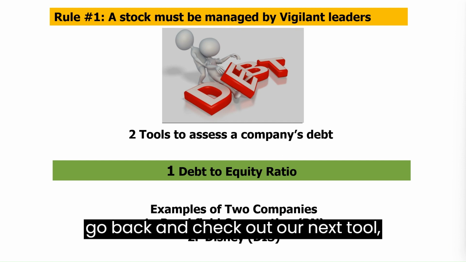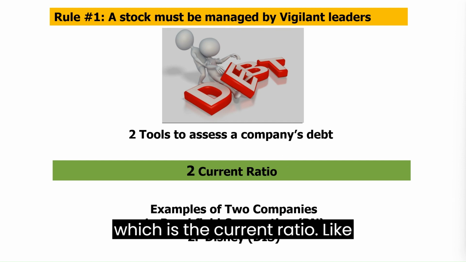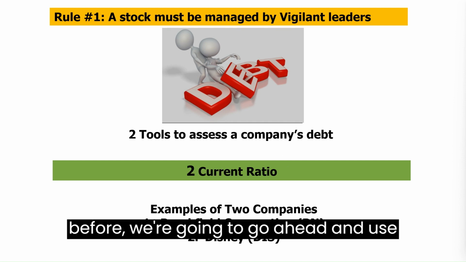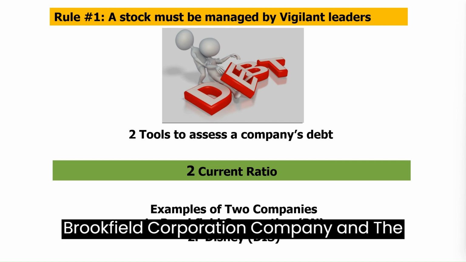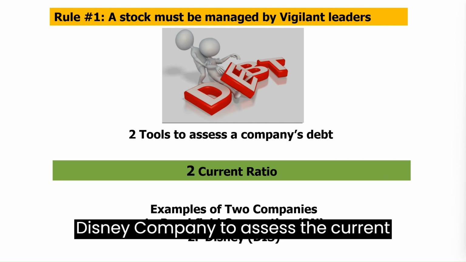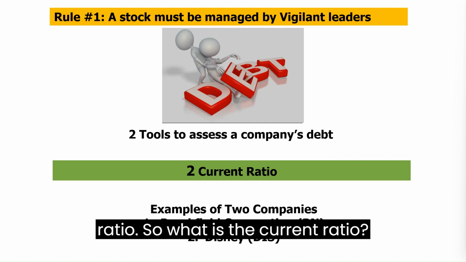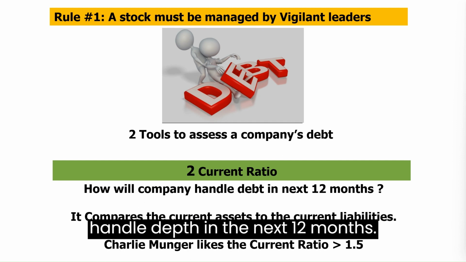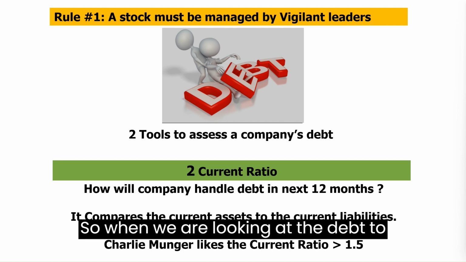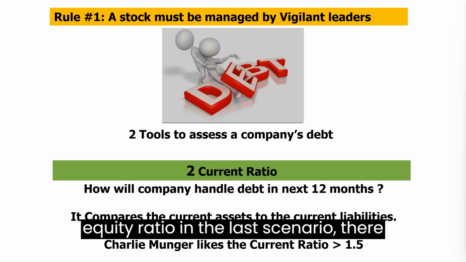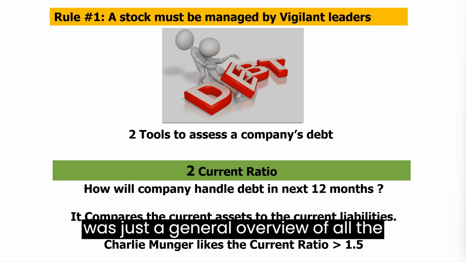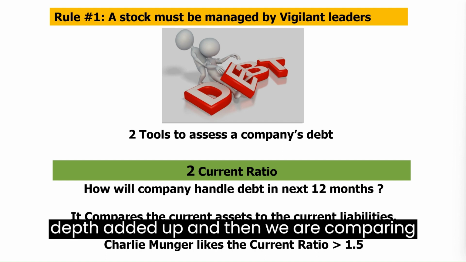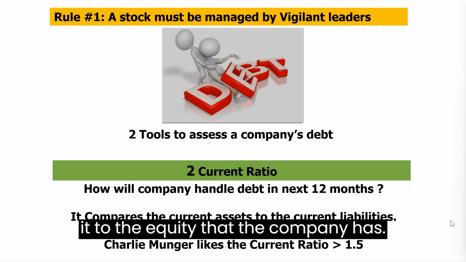Go back and check out our next tool, which is the current ratio. Like before, we are going to use Brookfield Corporation and the Disney Company to assess the current ratio. So what is the current ratio? It gives us an idea how the company will handle debt in the next 12 months. When we were looking at the debt to equity ratio in the last scenario, that was just a general overview of all the debt added up, and then we were comparing it to the equity that the company has.